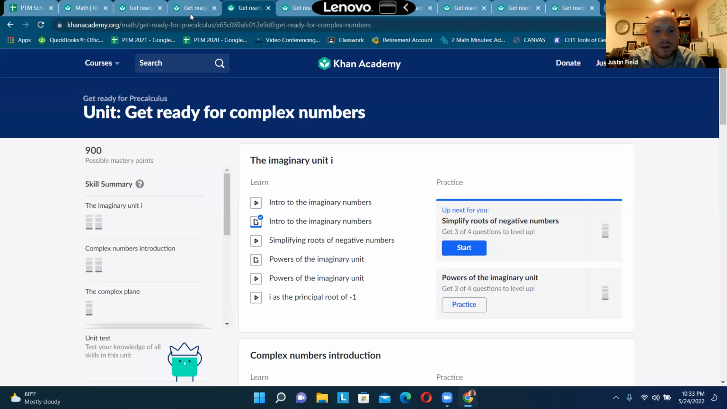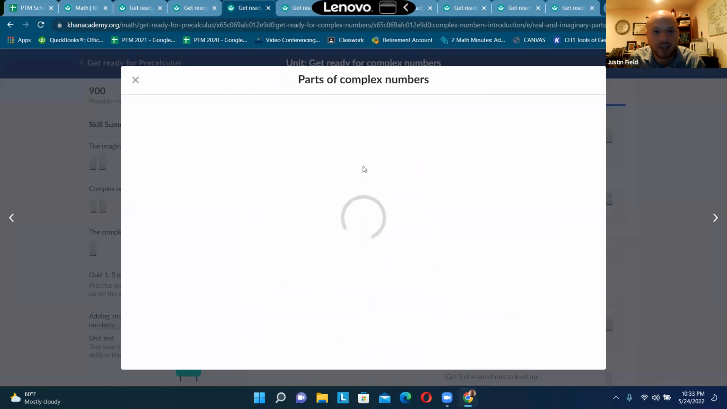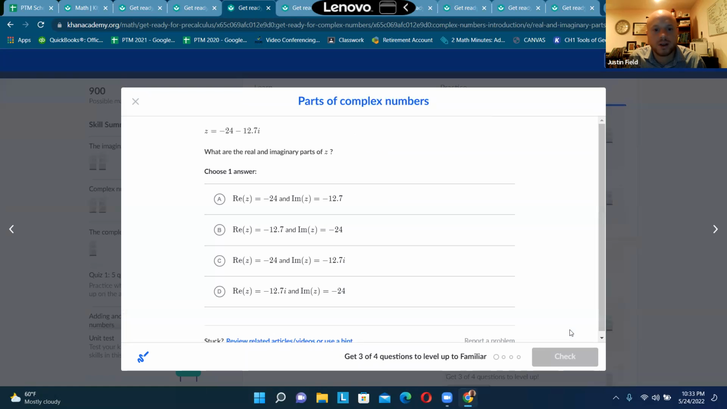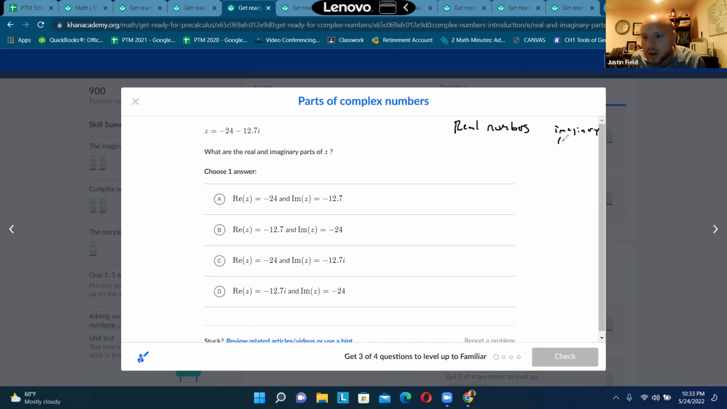And now where did I just go? We want to go to parts of a complex number. So what are the parts of a complex number? What is a complex number? So we have real numbers, and we have imaginary numbers. And if they are added together, that is called a complex number.